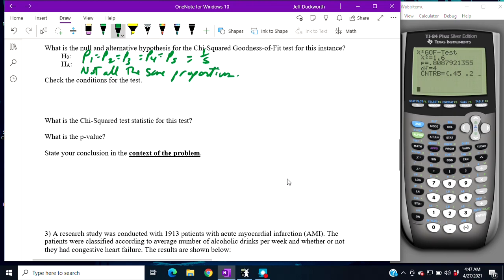Conditions are the same conditions, so we'll assume randomness. And then each expected count is 12, and that's at least 5, so good.